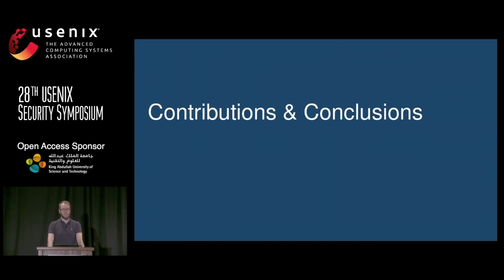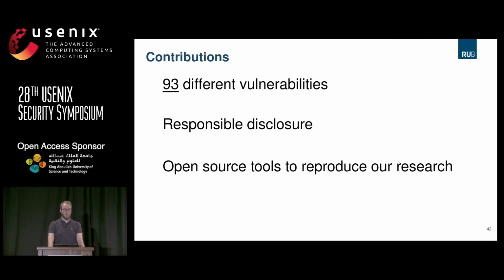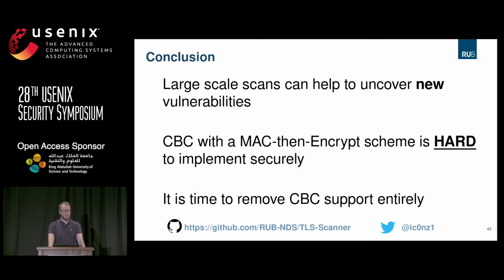So with that, I come to the contributions and conclusions. We found 93 different vulnerabilities, and we responsibly disclosed our findings so that a little over 90% of our vulnerabilities are now fixed in the implementations. We released open source tools with which vendors, developers and administrators can scan their servers to find out if they are vulnerable to these attacks. And our paper showed that these large-scale scans can help to uncover new vulnerabilities which did not show up in a lab setting. So this is a technique which can be used to find new vulnerabilities.